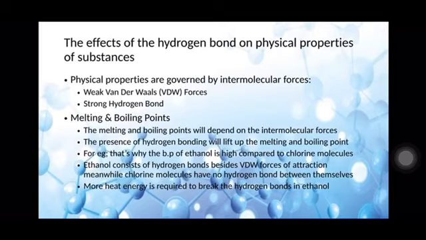So that's why ethanol has a higher boiling point compared to chlorine, because more heat energy is required to break the hydrogen bonds in ethanol. Sebab dia ada hydrogen bond, walaupun dia ada van der Waals yang quite weak, tetapi sebab dia ada hydrogen bond which is quite stronger, more heat energy is required to break the hydrogen bonds in ethanol compared to chlorine. Chlorine mana ada hydrogen bond? Antara chlorine molecule Cl2 dengan chlorine molecule satu lagi, there is no hydrogen bond, so less energy is required to overcome the forces of attraction.